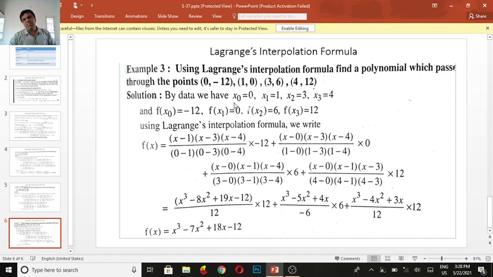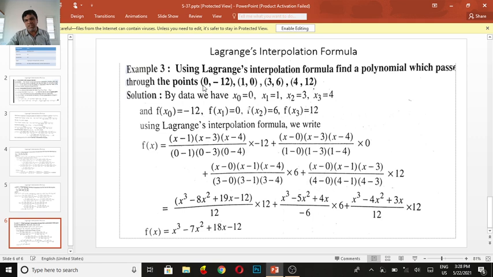Suppose the x values are not given. The points should be in ordered pairs. Using Lagrange's interpolation formula, find a polynomial which passes through the points (0, minus 12), (1, 0), (3, 6), (4, 12). In an ordered pair, the first coordinate denotes the length on the x-axis and the second coordinate denotes the length on y.